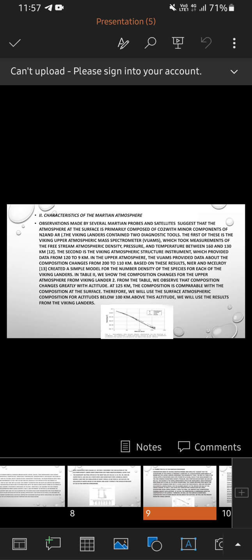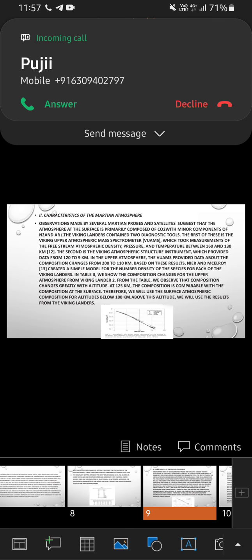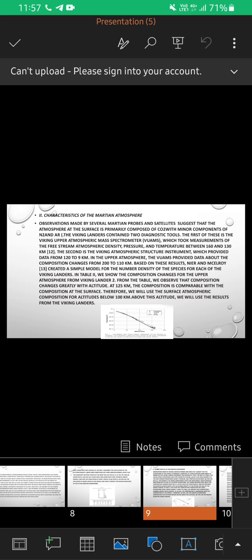Based on this result, Nier and McElroy created a simple model for the number of species for each of the Viking landers. In table 2, we show the composition changes for the upper atmosphere from Viking lander 2. From the table, we observe that composition changes greatly with altitude. At 125 km, the composition is comparable with the composition at the surface.